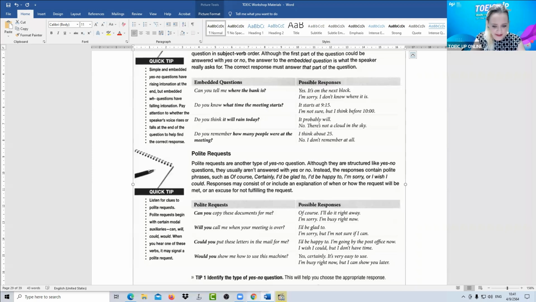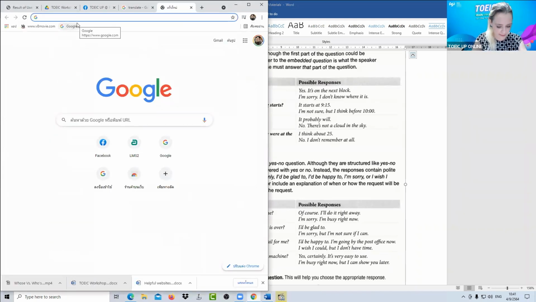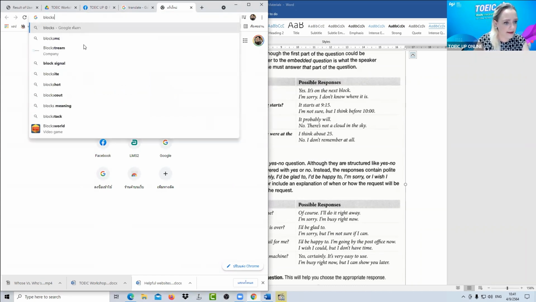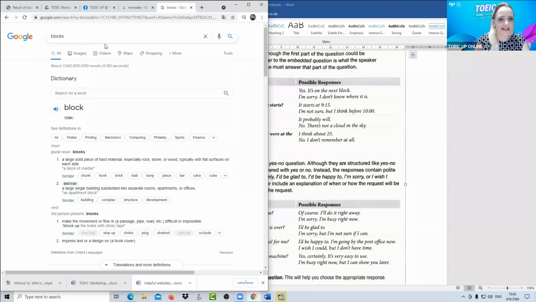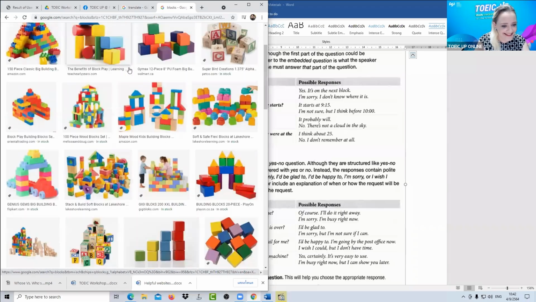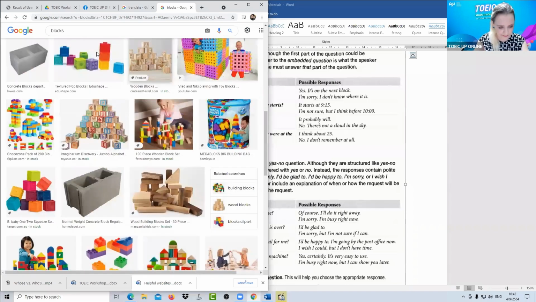Let me see if I can find an example quickly on Google, blocks. You've also got other phrases like around the block. Let's see if it showed. No, that's not what I'm looking for. Let's see.